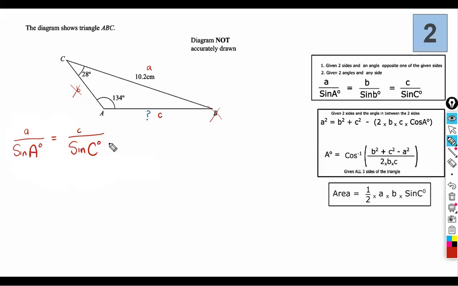Right, so it's just a matter of substituting in your values. Small a is 10.2. Sine capital A, where capital A is 124 degrees. Small c? Oh, we don't know small c, but we do know capital C. So my suggestion is, before you cross multiply, find sine 124 and sine 28. And then cross multiply. See if you can take it from there.